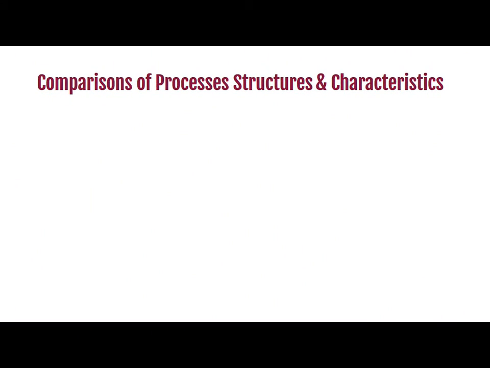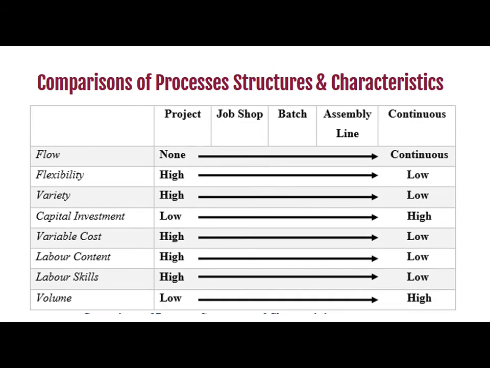Comparison of process structures and characteristics. Just look at this figure. We have divided various operations processes into project, job shop, batch, assembly line, and continuous flow. There are a number of parameters, and on the basis of these parameters, we are doing the comparison. First parameter is flow. In case of project, the flow is none, and in continuous, the flow is continuous in nature.